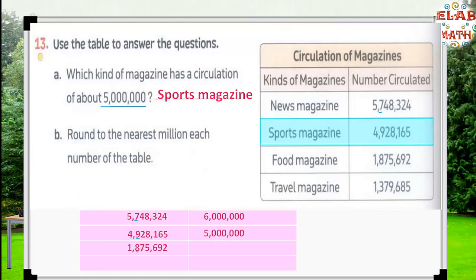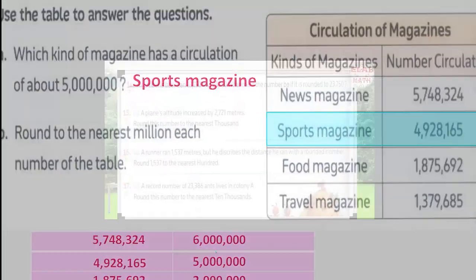Next number 8. 8 is more than 5, so you should write 2 instead of 1 million. 2 million. And the last one we have 3. 3 is less than 5, so you should write 1 without change. You have now 1 million.